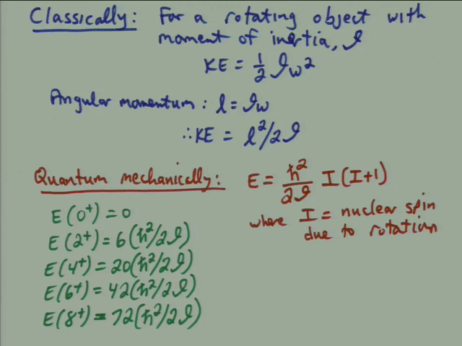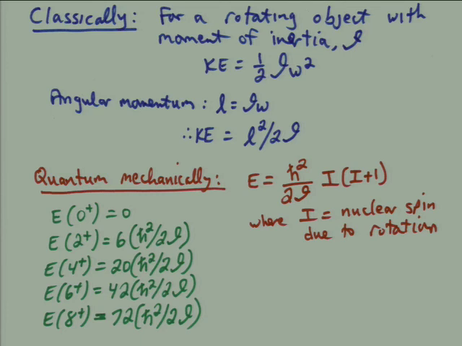When I go to the 4 plus level, the first 4 plus, again I use the same formula. The constant is the same because I'm assuming this thing is rotating like a solid. But the only difference is now I is 4 and I plus 1 is 5, so it's 20 times that. And so on for the 6 plus and 8 plus. So these numbers are just I times I plus 1 times this constant, which I don't know a priori.